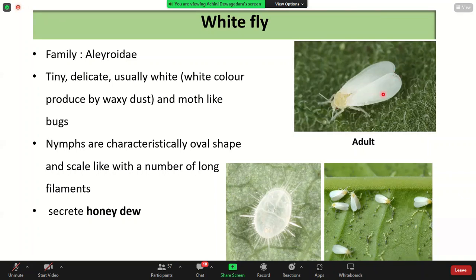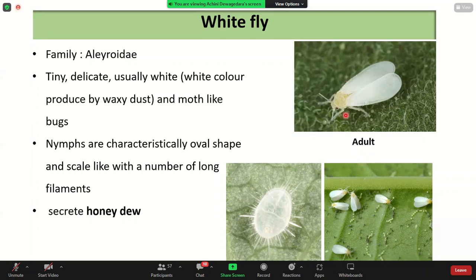We will discuss about that later. So it looks like a moth, right? However, comparatively, the nymph is quite different from the adults. It is oval shaped and it has some spikes, and these spikes are called filaments, right?